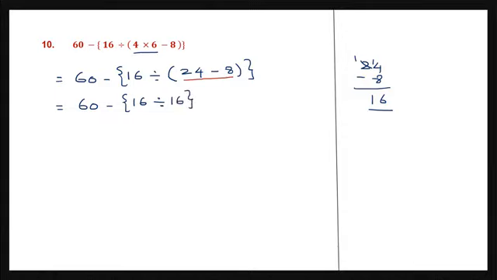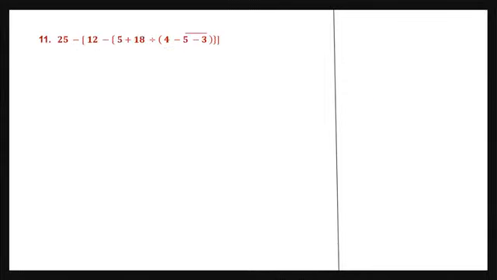Close the curly bracket. So now I need to work out my curly bracket. So let's write 60 minus 16 divided by 16 is 1, isn't it? So my answer here is 60 minus 1, which is 59. 60 minus 1 is 59, and that is my 10th answer.